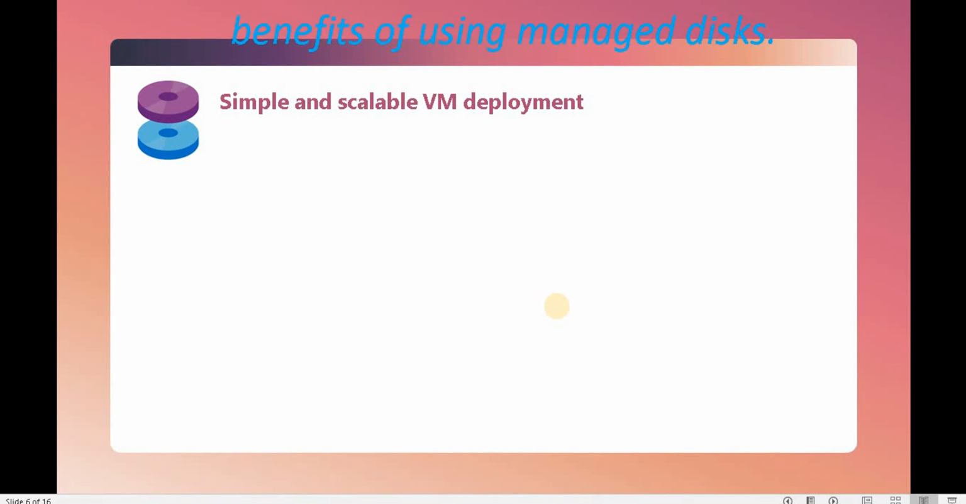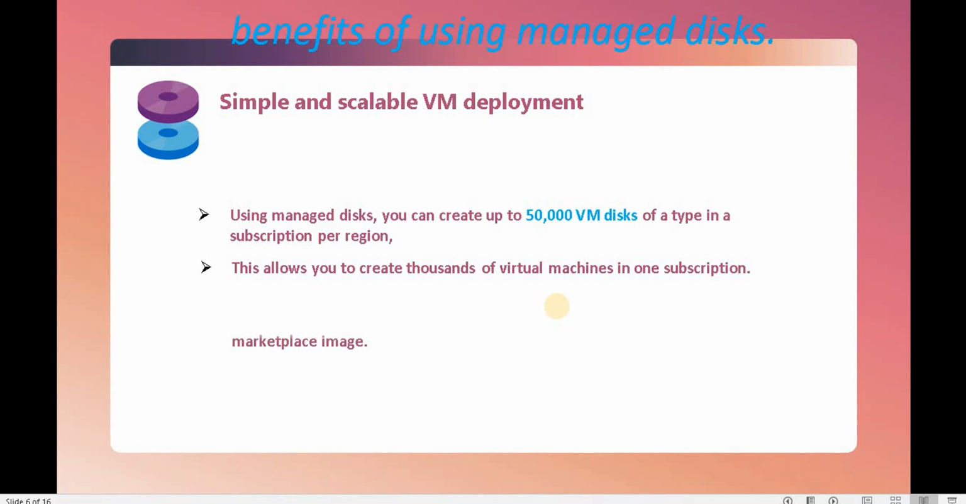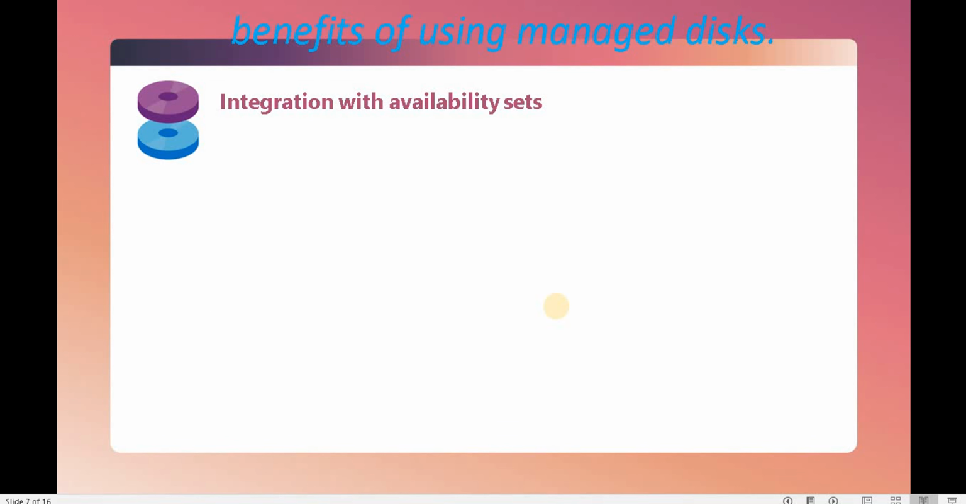Now next is very simple and scalable VM deployment. Means using managed disks we can create up to 50,000 VM disks of a type in a subscription per region. This allows us to create thousands of virtual machines in one subscription. We can create a VM scale set that includes up to 1000 VMs per set, and it allows us to use a marketplace image.